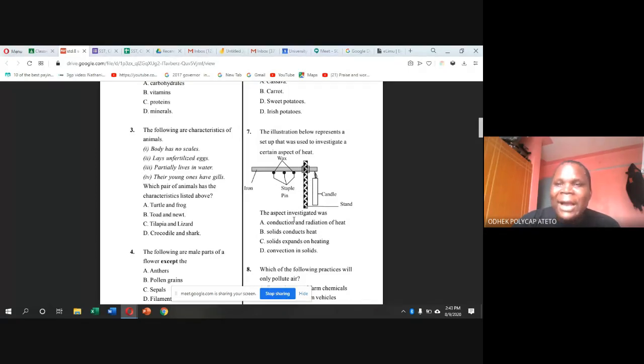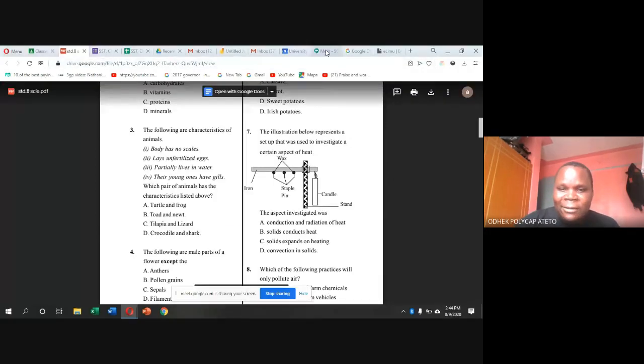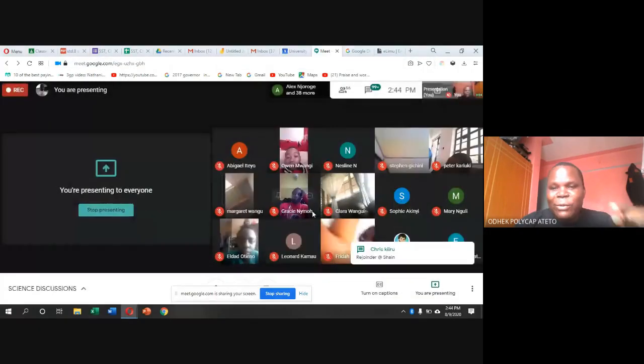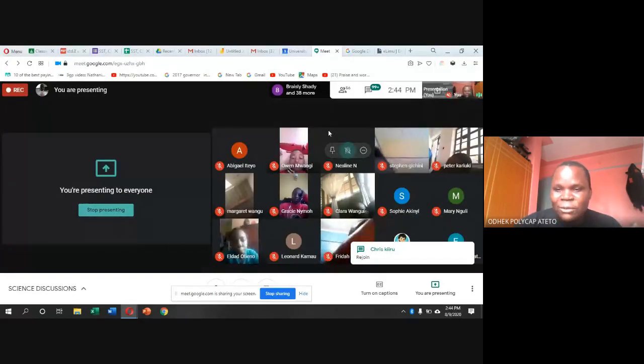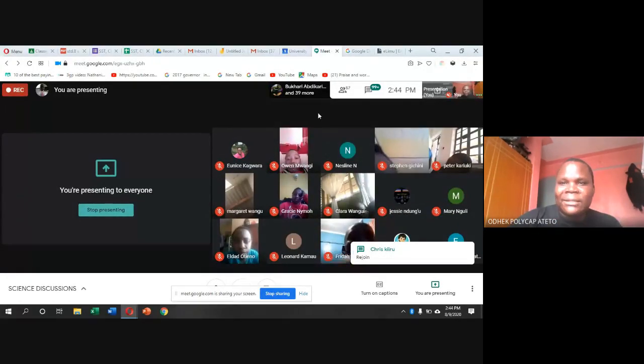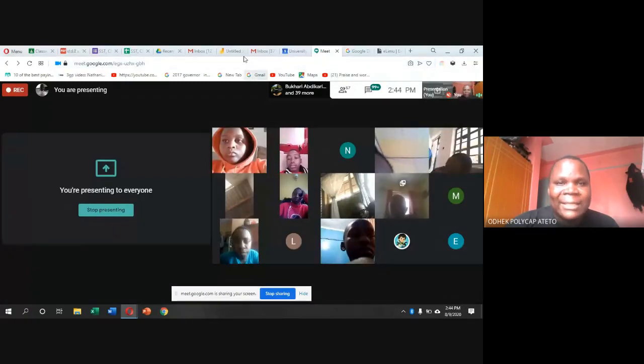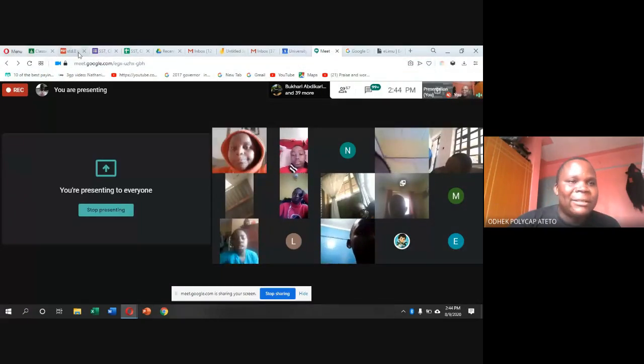So we say convection and radiation. For 2015, convection and radiation. In 2016, this one was wood, so that was the mistake that was done. In 2017, we were investigating convection and conduction. Please make sure you check those ones because it's one of the most tested questions ever in KCPE.